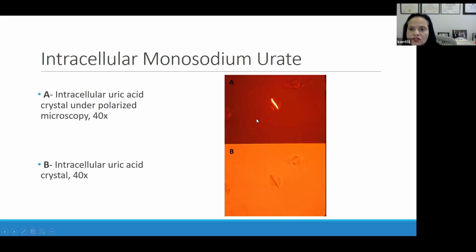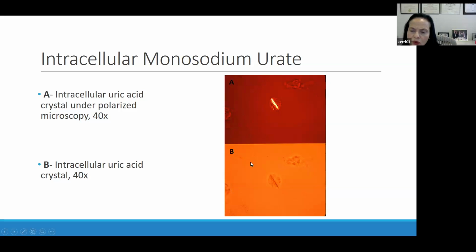And here's how it looks. Under polarized microscopy, you see this poly, and it looks like it's been harpooned by this thin needle-shaped crystal, and the polarizer is oriented parallel to the long axis of the crystal, and that's the definition of negatively birefringent crystals. They look yellow when the axis of the crystal is aligned with the axis of the polarizer. But you don't need a fancy microscope to make a crystal synovitis diagnosis.